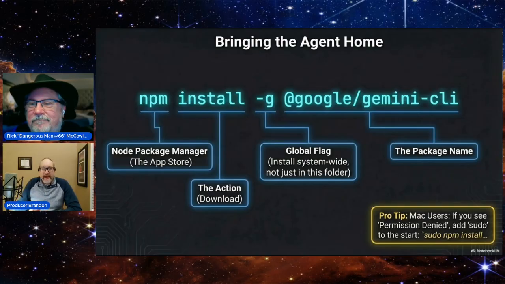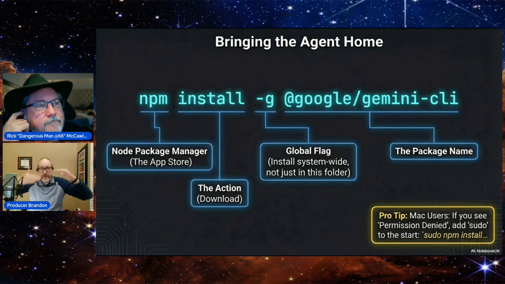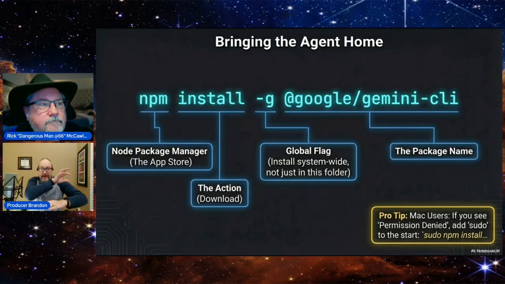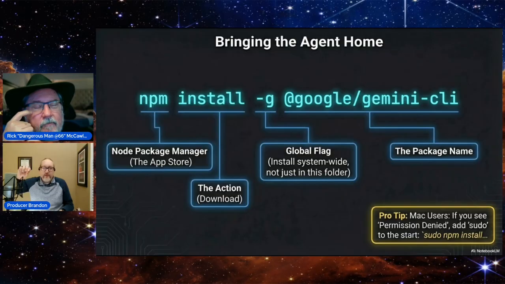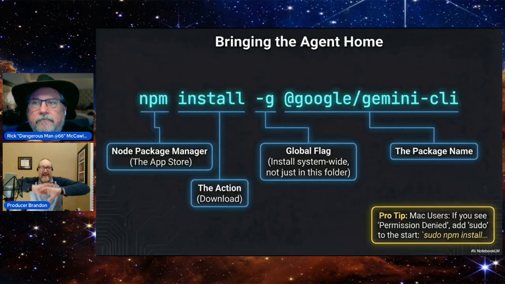npm is the Node package manager. You've just installed Node.js, and now you're saying the package manager. You're basically telling the delivery person that you want to install. The action is going to install or download, and the -g global flag means I want to install this everywhere in my system. I want to give this agent access to my entire system, to get to the whole thing.